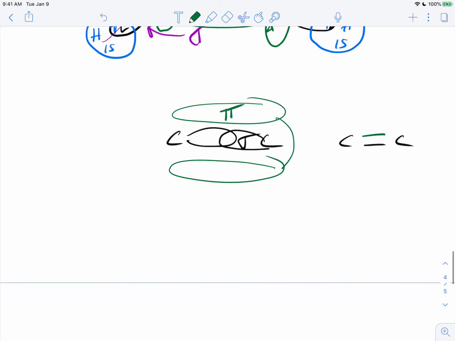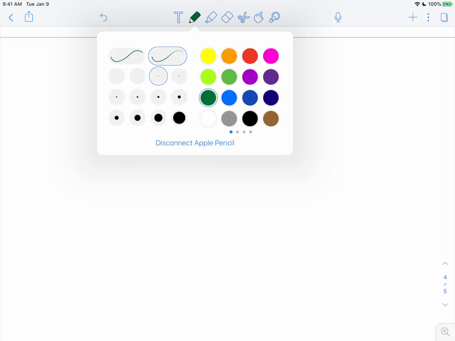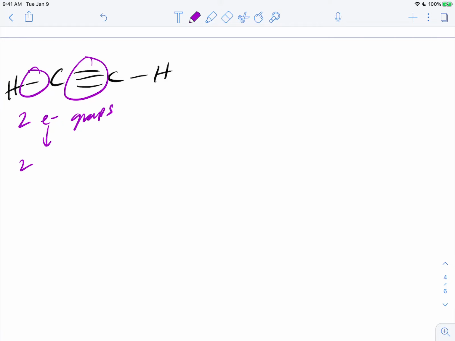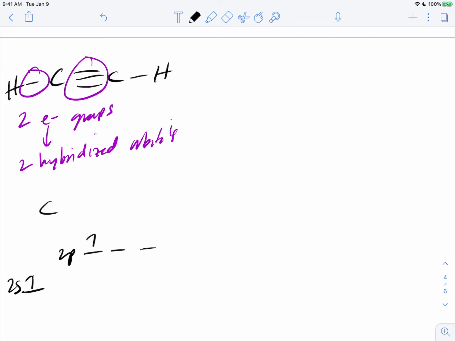And then just to finish it off, we can do a triple bond to go along with carbon. So that would be a carbon, triple bond, carbon. Okay, and in that case, we're going to have just two electron groups, which means we need two hybridized orbitals. So if we go back to the carbon, carbon's got that 2s, and then the 2p with a promoted electron in this last spot. And because we need two, we're just going to take one of the 2s, always the lowest, and then one of the 2p.